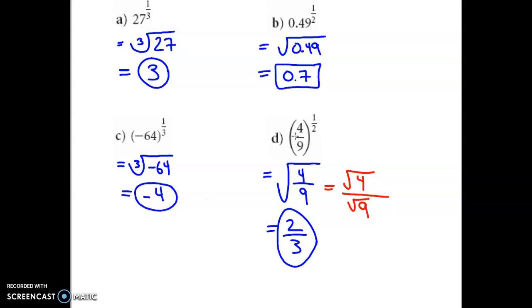And then, it can still be a fraction, right? We've seen that rational numbers can be fractions. So the easiest way to do that is, we have a denominator of 2, so that's our index. So we're going to square root the top and the bottom. Square root the numerator and the denominator. The square root of 4 is 2, and the square root of 9 is 3.